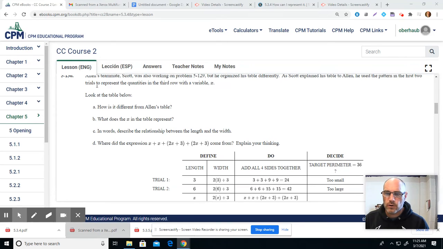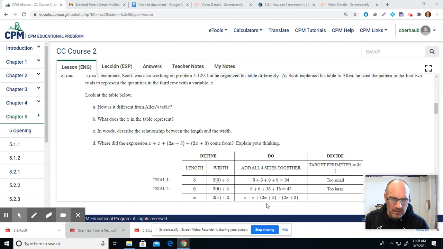All right, so question 130. Alan's teammate Scott was also working on the problem 129, but he organized his table differently. As Scott explained his table to Alan, he used the pattern in the first two trials to represent the quantities in the third row with a variable of x. So look down at this table.